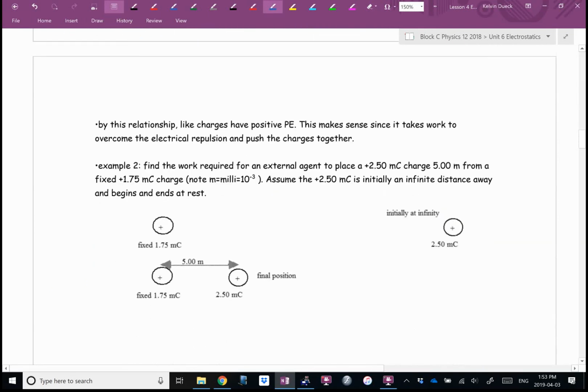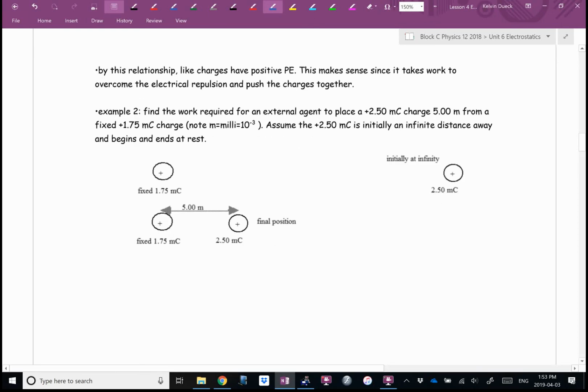Turn the page. With this potential energy equation, Hannah, that also means that like charges will have positive energy. Well, yeah, because if the charges are like charges, if you let them go, they'll start to move on their own. Thank you very much. They must have some potential energy to spare because they're going to be repelled.